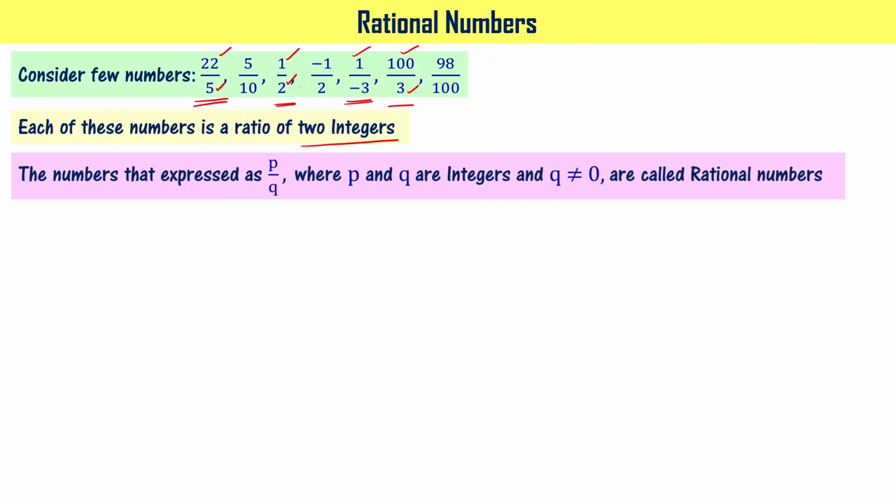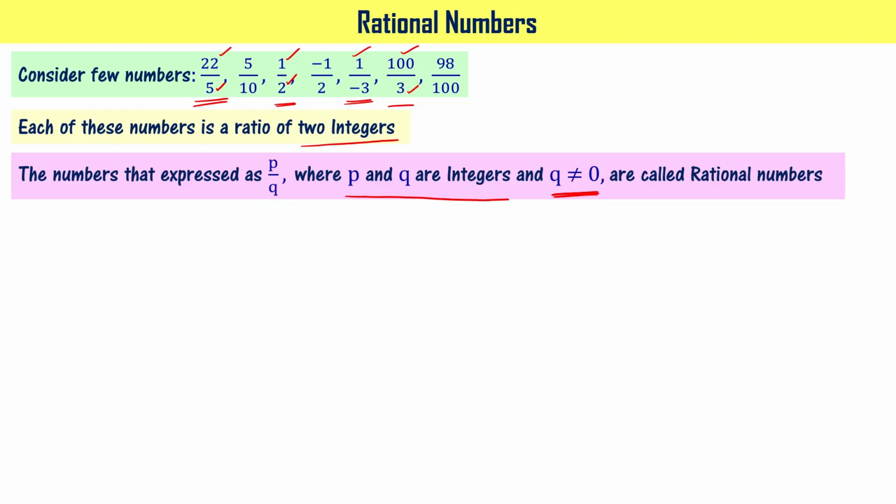The numbers that are expressed as p by q are called rational numbers, where p and q are integers and q is not equal to 0. Please note that numbers expressed as a ratio of integers are called rational numbers, but there is a limit to it. The denominator cannot be 0. If the denominator is 0, then that particular number has no meaning, right? 1 by 0, 2 by 0, 3 by 0, these numbers are not defined, right? That's why you should not have the denominator as 0.